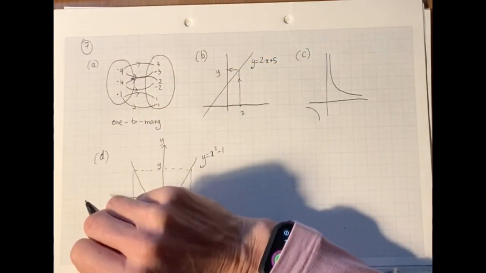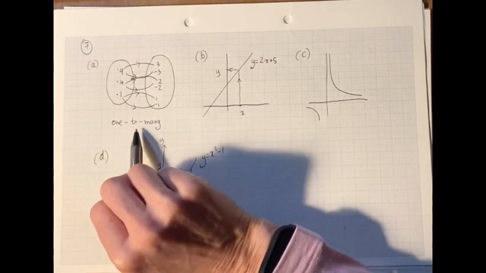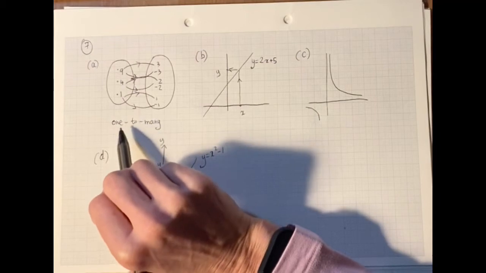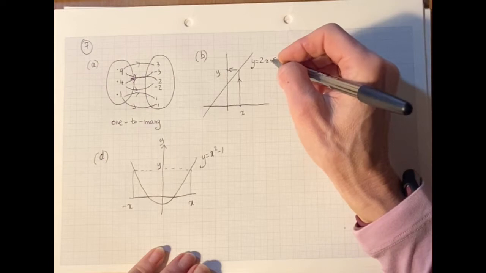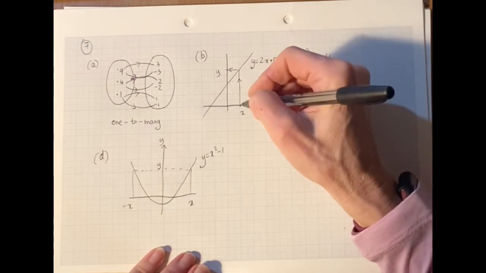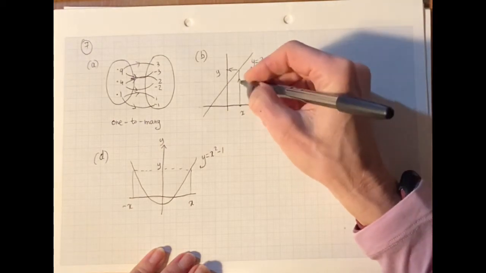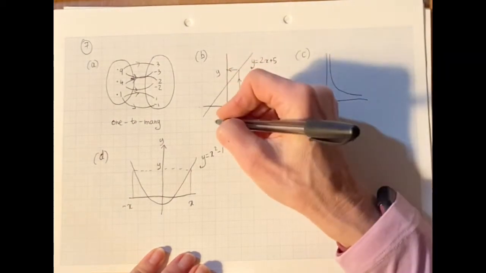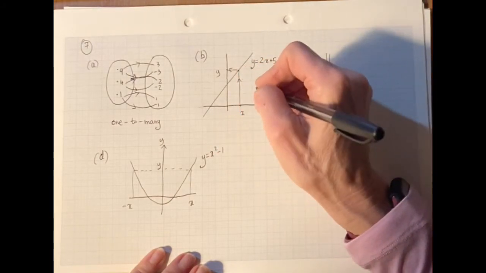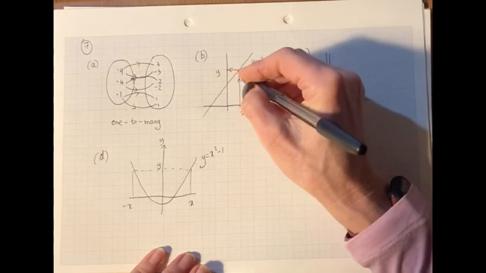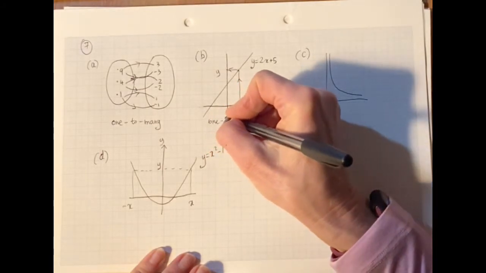So is this a function? No, because a function does not allow more than one image. The second one here, you can see it's a graph of a straight line, y equals 2x plus 5, and every possible value of x on the x-axis will have a unique output. So you are hitting the line at a single point for every different position of x, which will take you to a different height, so a different value of y. So this is 1 to 1.